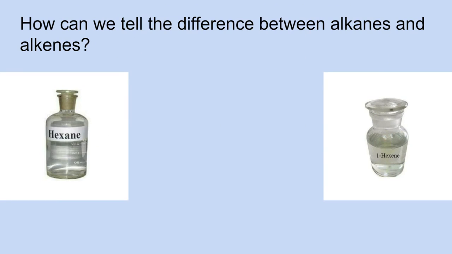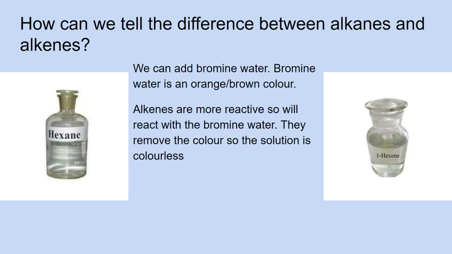So we need to be able to do a chemical test on alkanes and alkenes so we can tell the difference. On the screen, you've got 2 images. On the left, you've got hexane, which is an alkane, and you've got hexene on the right-hand side, which is an alkene. They both smell exactly the same. They actually smell horrible. They are both colourless liquids. We can't tell the difference between them by looking at them or smelling them. We're going to have to use a chemical test. The chemical test is bromine water. Okay, we can add bromine water.